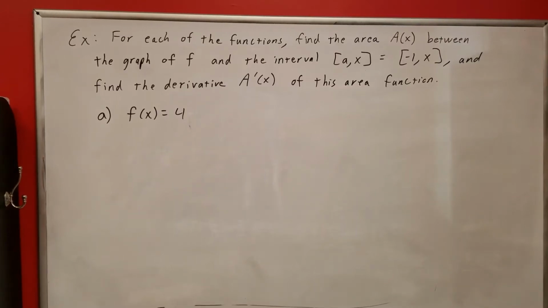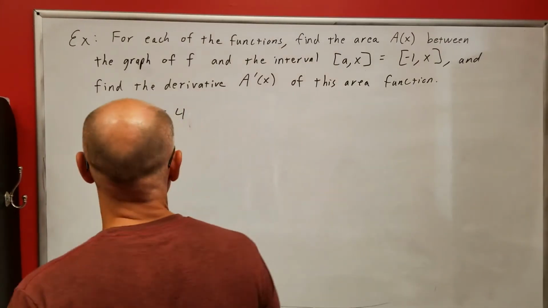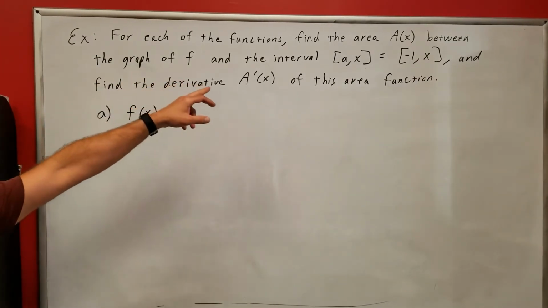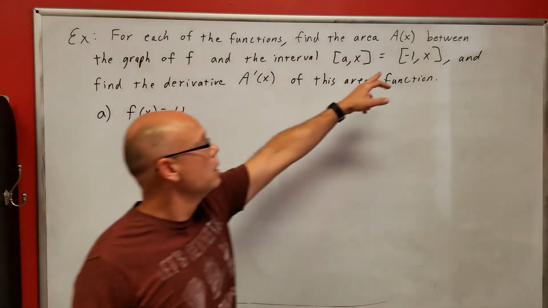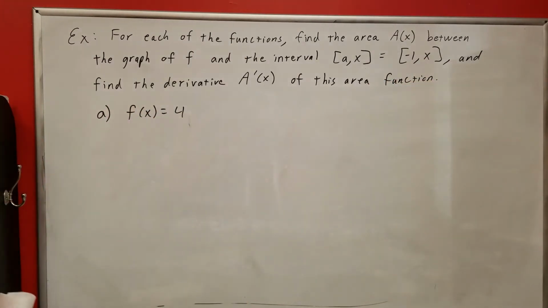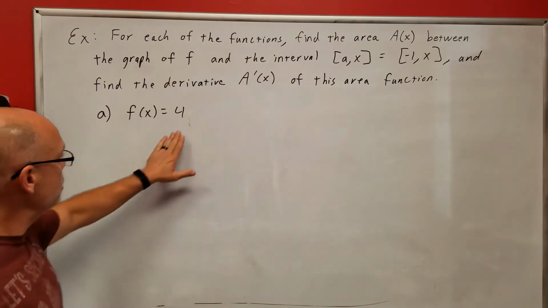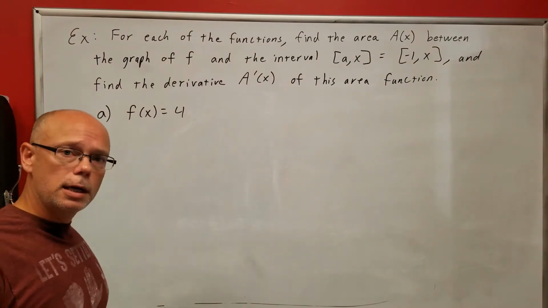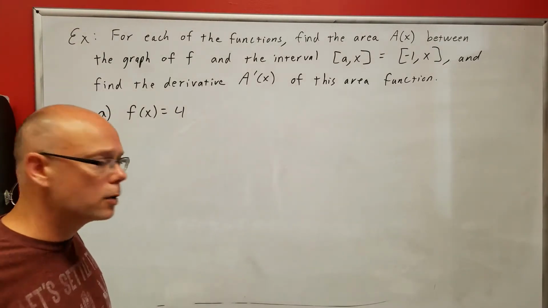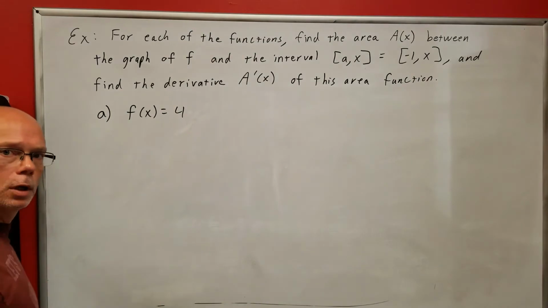All right, for the next examples we're looking at, they're a little bit different. It says, for each of the following functions, find the area A of x from the graph of f in the interval from a to x, which they're saying is from -1 to x, and find the derivative A prime of x of this area function. So notice how this one differs. It's not saying estimate the area using 2 rectangles or 4 rectangles or anything like that, okay?